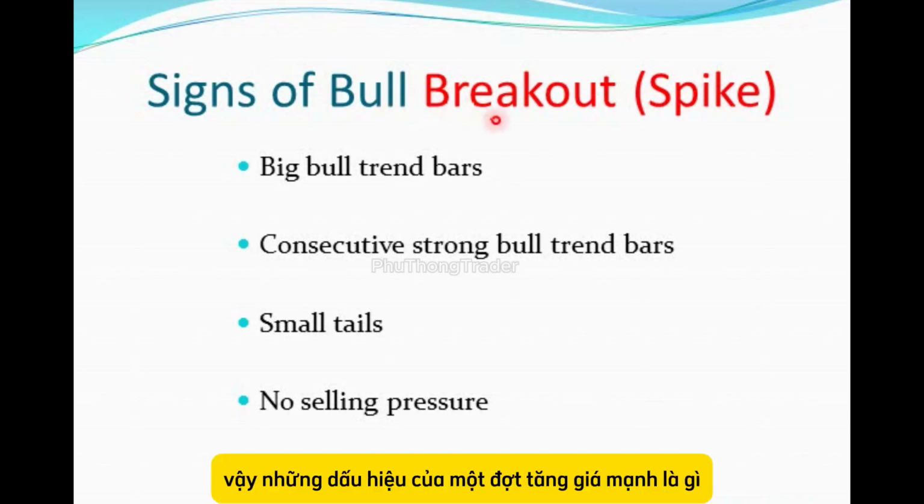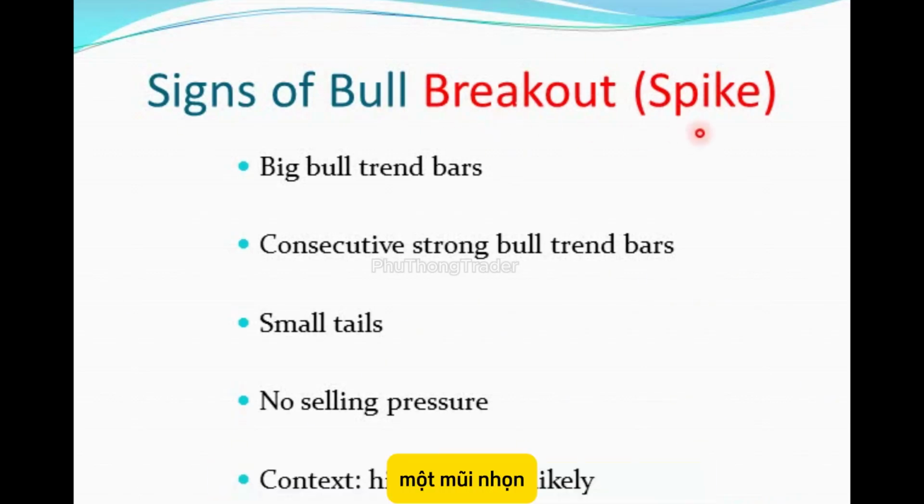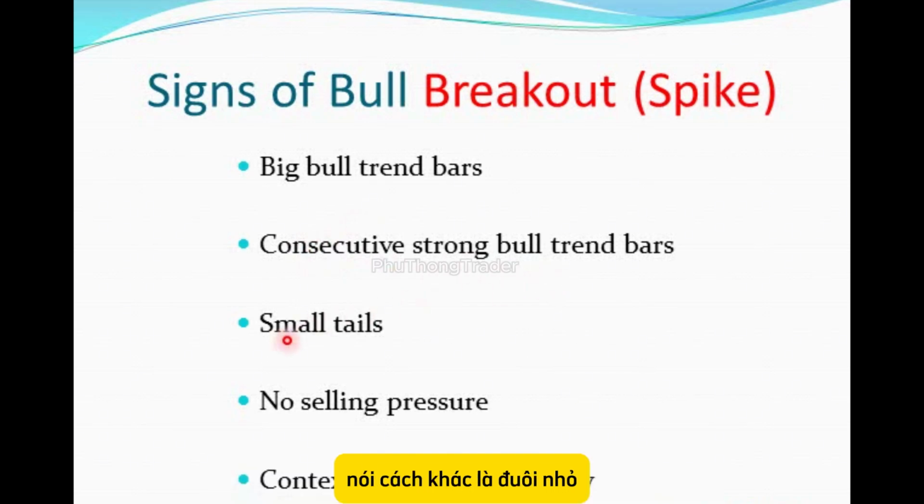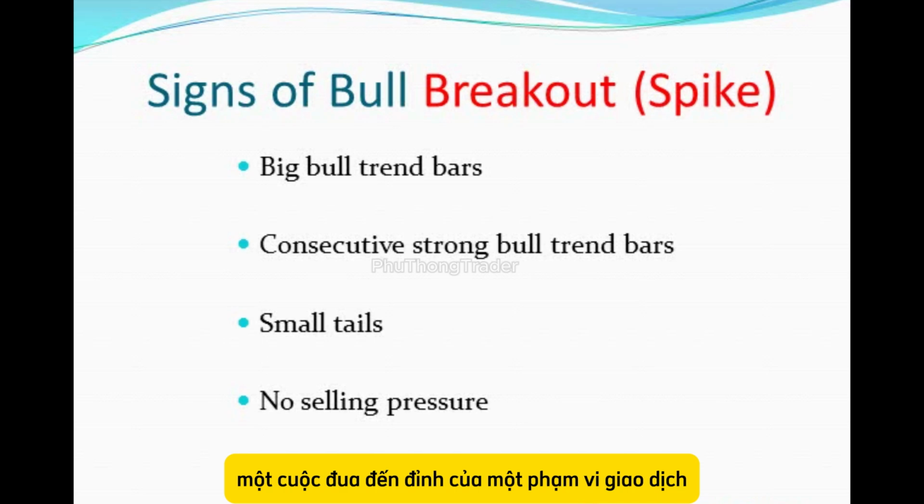So what are the signs of a strong bull breakout, a spike? Big bull trend bars, consecutive strong bull trend bars, small tails, in other words, bull bars closing on their highs, and no significant selling pressure, no bear bars, no reversals. And the context has to be supportive of higher prices. You don't want it to be a race to the top of a trading range.